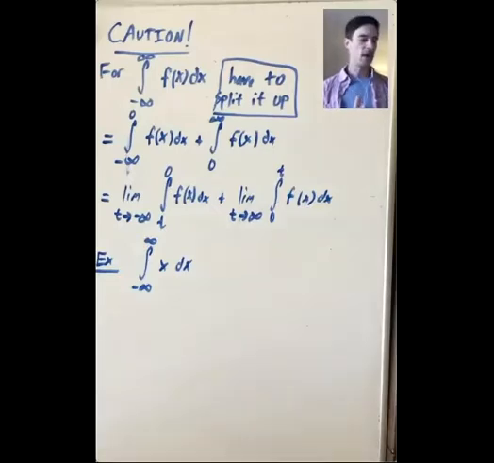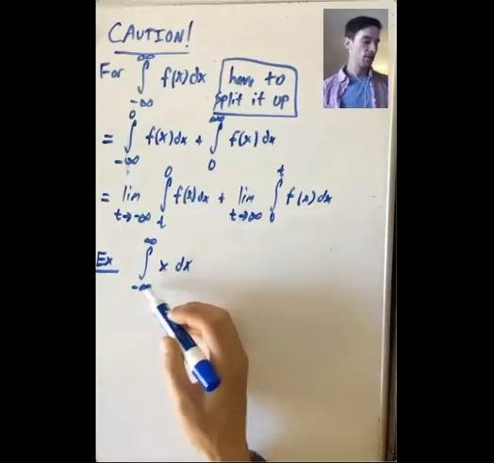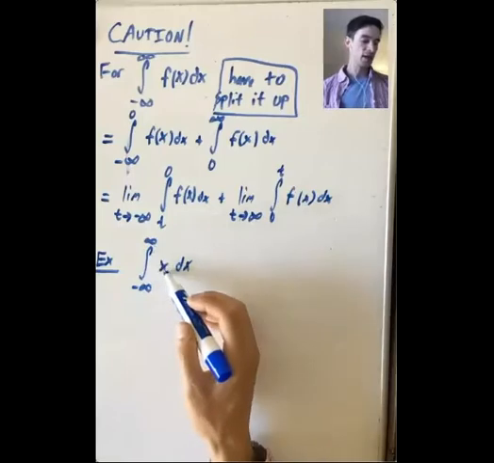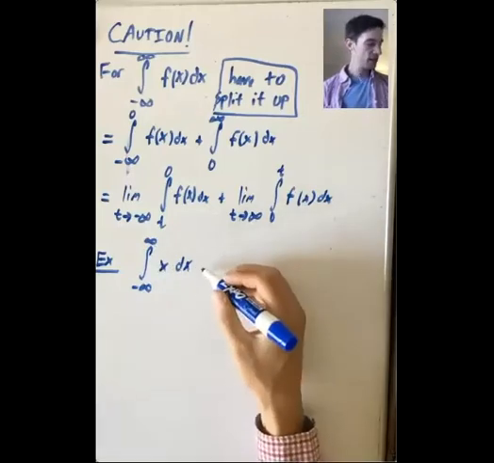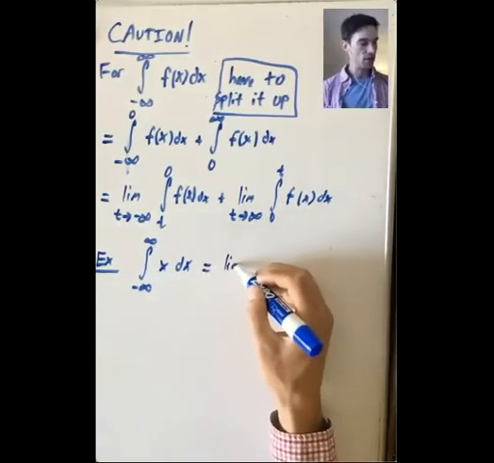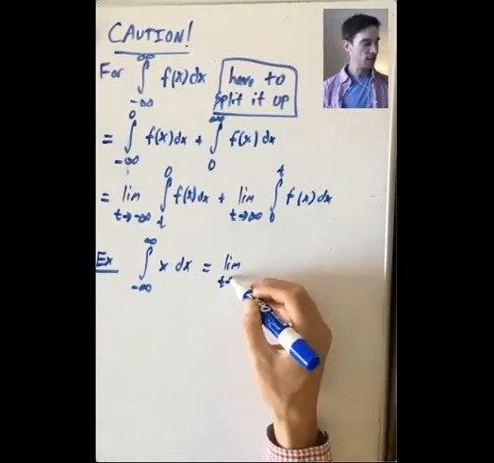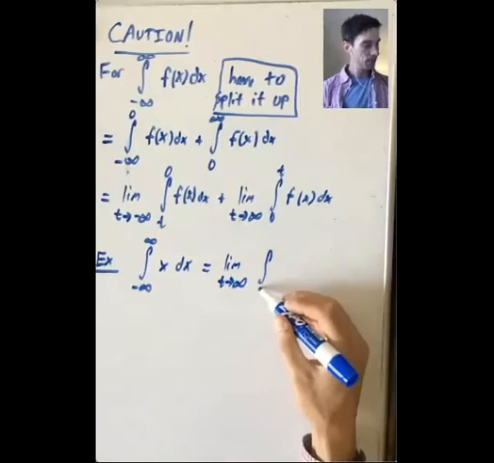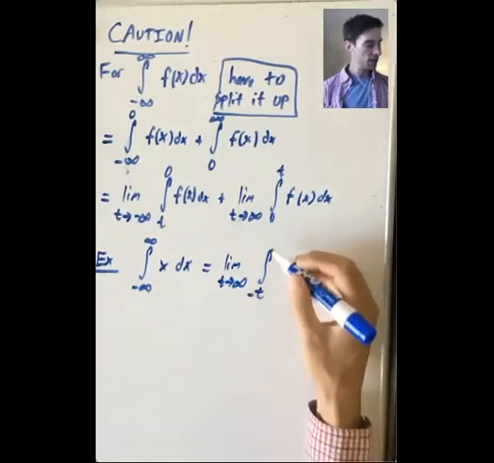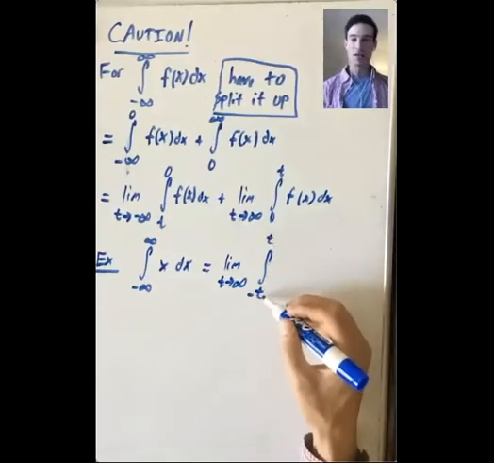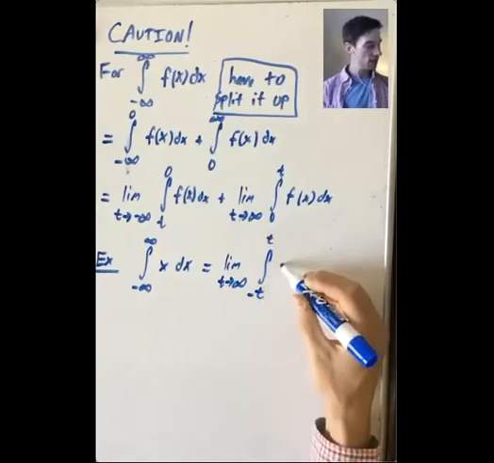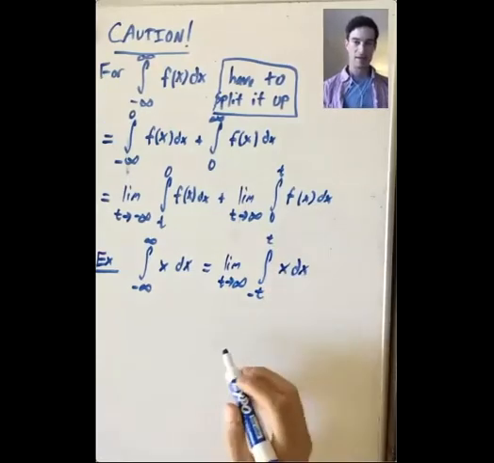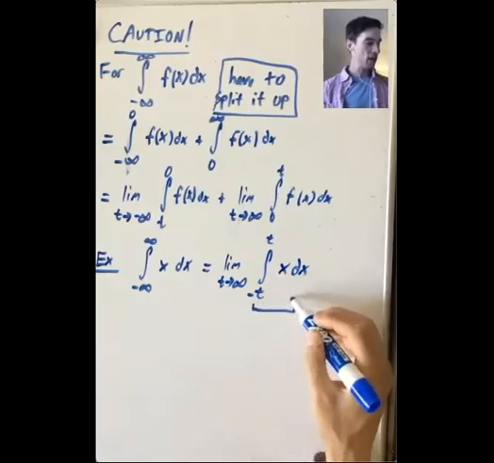Well, here's something you might think. Let's take the integral from minus infinity to infinity of x dx. And let's just say, well, I'm going to have a part that goes to minus infinity and a part that goes to plus infinity. So let me write the limit as t goes to plus infinity of the integral from minus t to t of x dx. And then, okay, this I know.